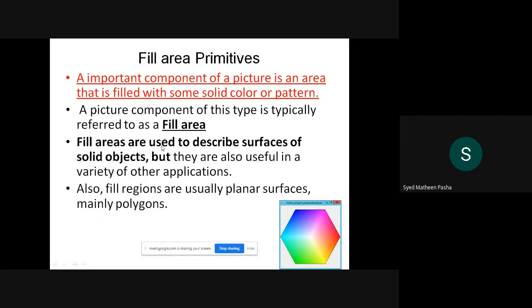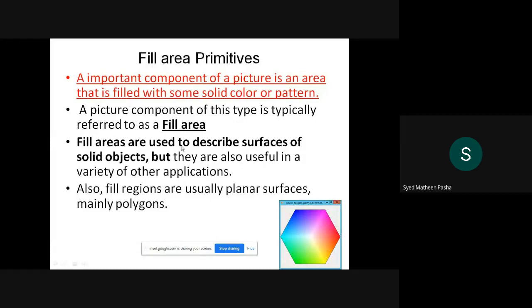So what is a fill area? A picture component of this type is typically referred to as a fill area. That is an object which consists of color in its interior part as well as a pattern. Such kind of object, where the picture has some components such as color as well as pattern, is called a fill area. Where are these fill areas used? Why do we use fill areas?